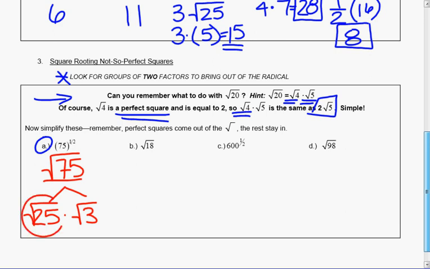When you take the square root of 25, you get the number 5. And can the square root of 3 be broken down? The answer to that is no. So we write our answer as 5 square root of 3. Go ahead and try letter B on your own.